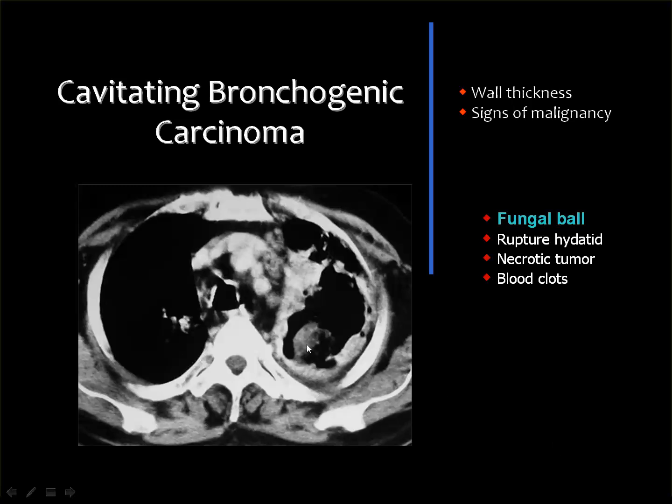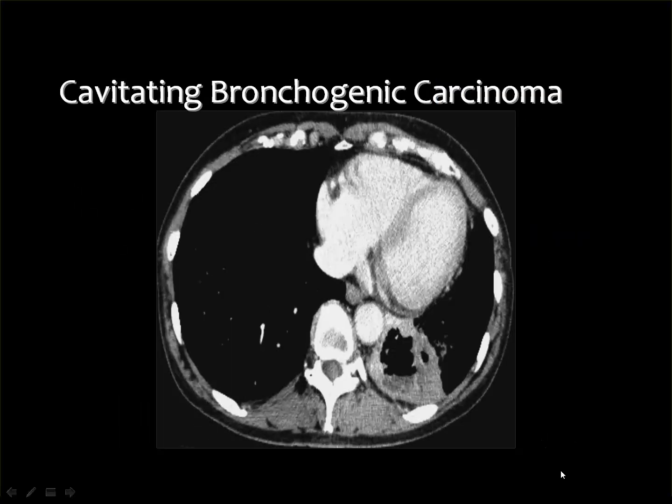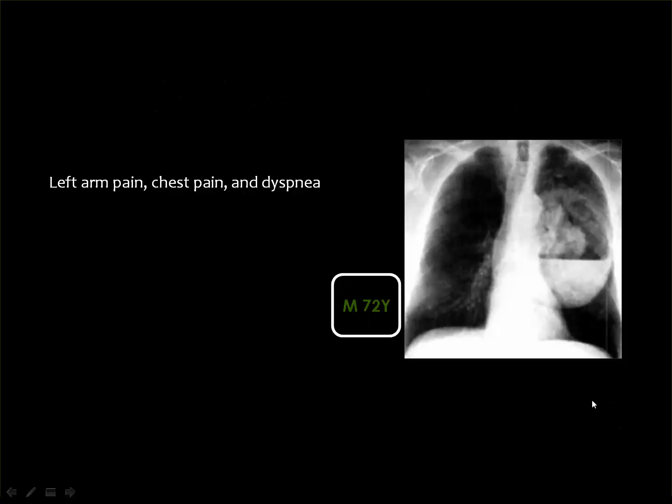And the presence of a ball and/or air fluid level, or both, does not point to another pathology, but you should insist that this cavity is malignant because of the thickness of the wall as well as the irregular inner margin. And this is another example of a cavitating bronchogenic carcinoma with irregular inner margin and internal air fluid level due to bleeding inside the cavity.